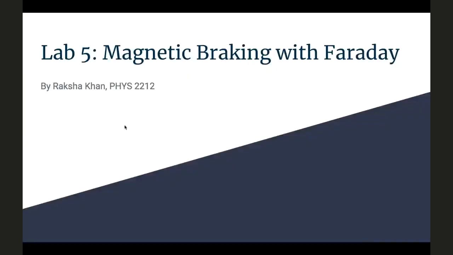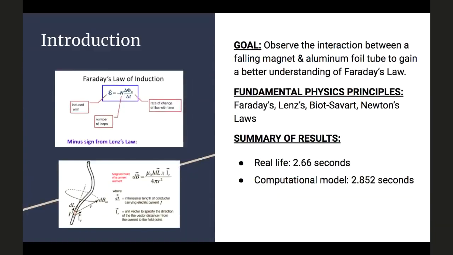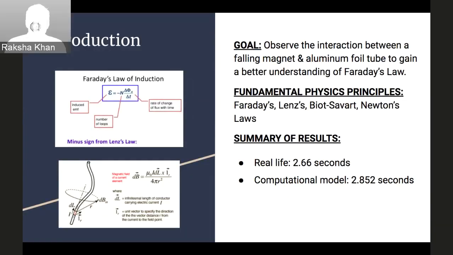Hi everyone, my name is Raksha and this is my Physics 2 lab report for Lab 5 on magnetic braking with Faraday. So the goal of this lab is to observe the interaction between a falling magnet and an aluminum foil tube to gain a better understanding of Faraday's law.